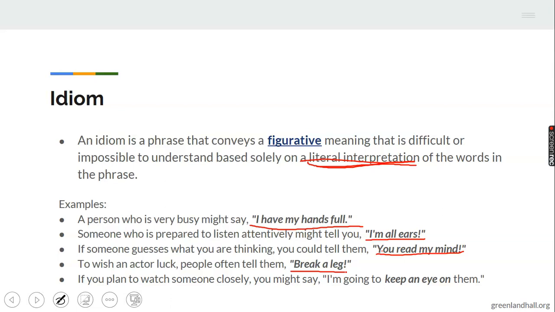If you plan to watch someone closely, you might say, I'm going to keep an eye on them, or keep an eye on you. That is because you want to watch someone closely. It's not that you remove one of your eyes and put it on the person. If I tell you as my student, don't worry, I'll be putting my eye on you, that means I'll be monitoring you and watching you closely.